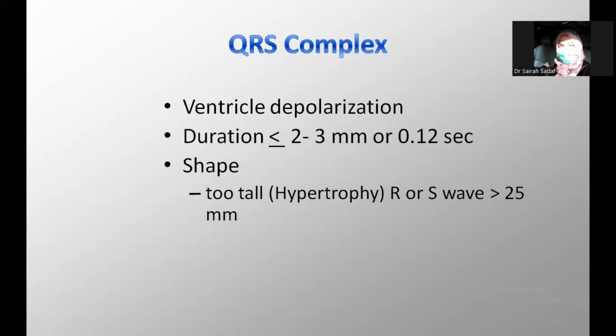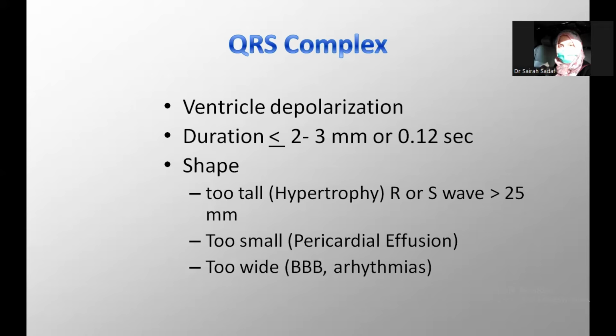Now, too tall means hypertrophy, R or S wave more than 25 mm. This is the older criteria. Now I have a newer one for you. Just forget this. Now, if it is too small, pericardial. If it is too wide, bundle branch block or different kinds of arrhythmias. If it is too narrow, incomplete bundle branch block or WPW syndrome.